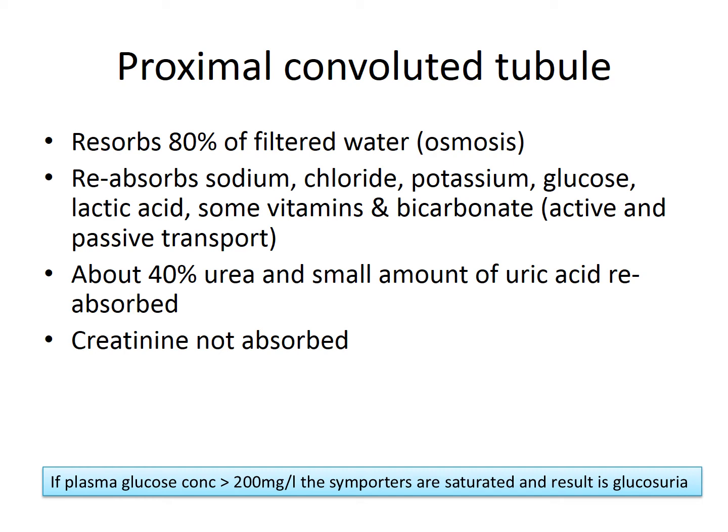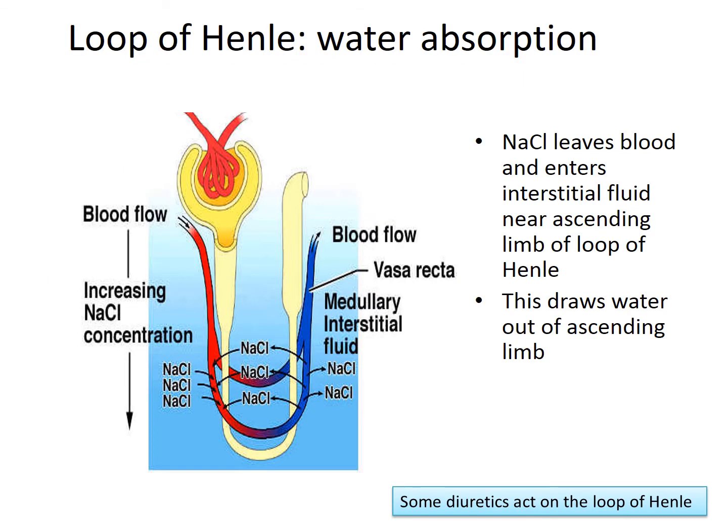Okay, that's the proximal. The next bit is this loop, which we'll consider reasonably quickly. Here's a loop of Henle. You can see glomerulus at the top, and it loops down into the medulla of the kidney, and we can see it's surrounded by blood vessels. And we can see movements of sodium chloride.